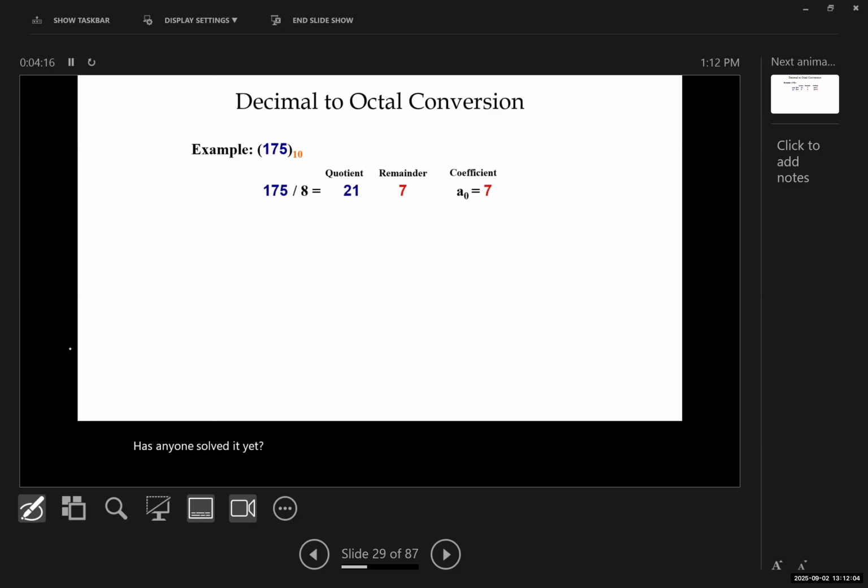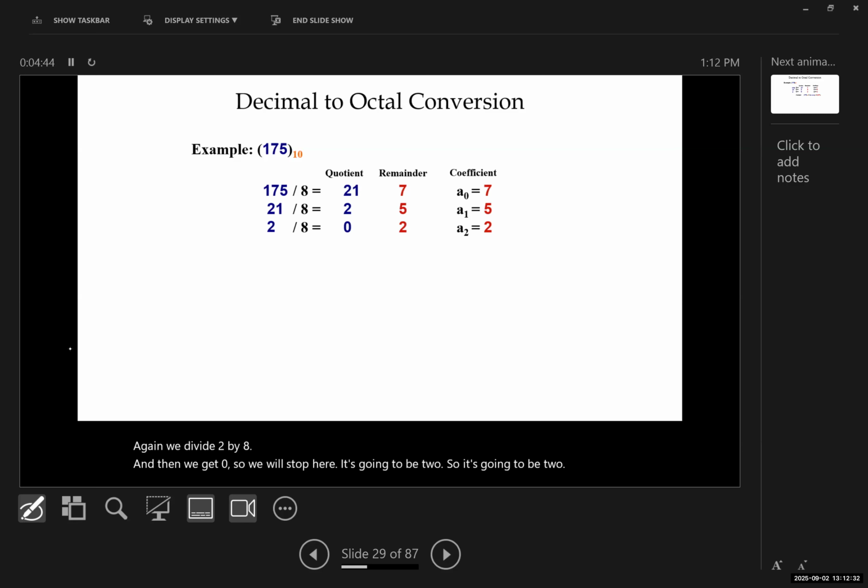So the first step, we divide 175 by 8. We get 21 quotient, and the remainder is 7. Second step, we divide 21 by 8, and we get 2, and we have 5 remaining, and we keep 5. Again, we divide 2 by 8, and then we get 0. So we will stop here. It's going to be 2. I'm sorry, 2, 5, and 7 is going to be our numbers.